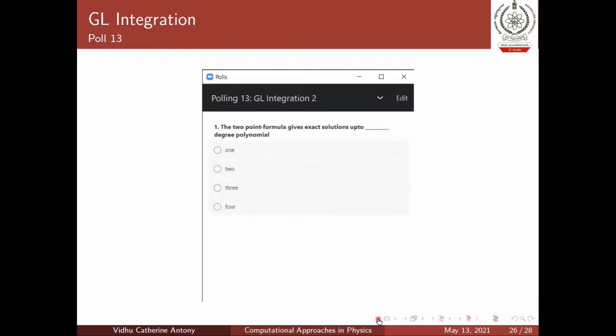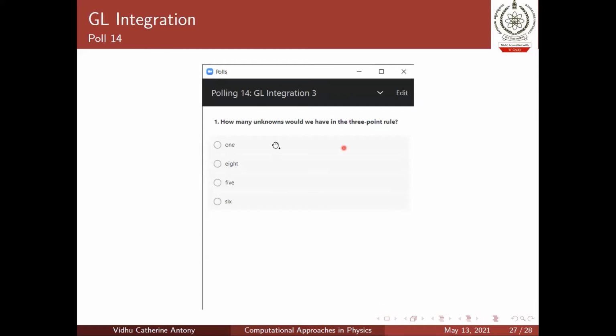Yeah, okay. So did we do this? The 2-point formula gives exact solutions up to 3rd degree. I should have written 3rd, but anyway, you get the point. How many unknowns would we have in the 3-point rule? Okay, so I'm going to be starting the poll now. Poll number 14. How many unknowns would we have in the 3-point rule?